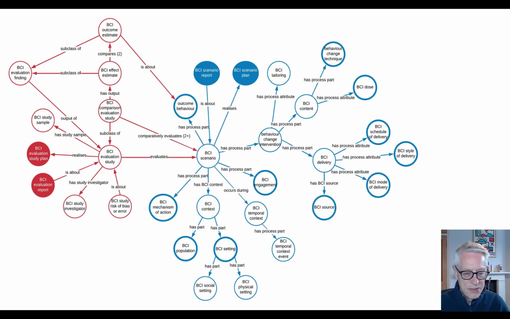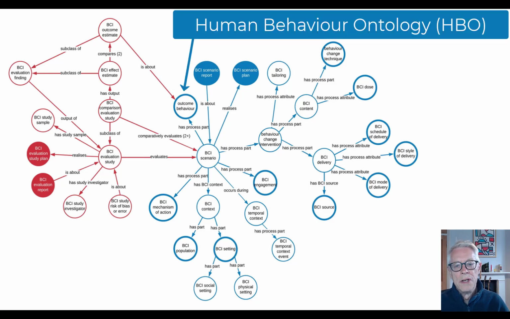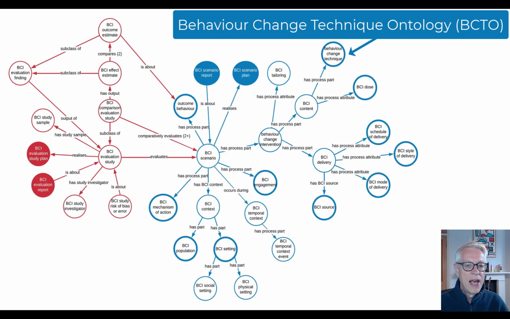First of all, we have the upper level, which you can see here. Then we have what we call the human behavior ontology, or HBO, which covers the outcome behavior component within the behavior change intervention ontology. And then we have the behavior change technique ontology, which is a development from the behavior change technique taxonomy V1, which has already been used extremely widely in behavior change research.